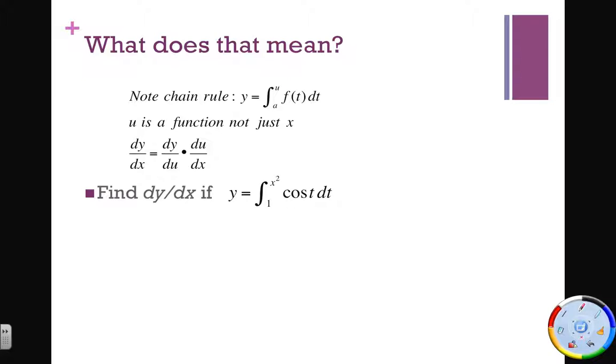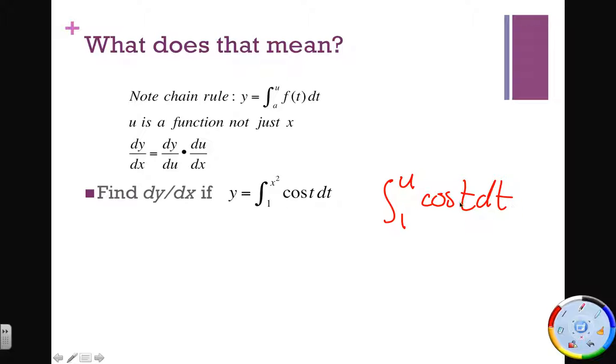So what I need you to note here is if you have the integral from a to u, where u is a function, we have to do some extra stuff. If I want to find dy/dx, it's actually going to be dy/du times du/dx. And some of you are like, what does that mean? Well, I'm going to look at it like this. I'm going to say, okay, well, it's the integral from 1 to u of cosine t dt.